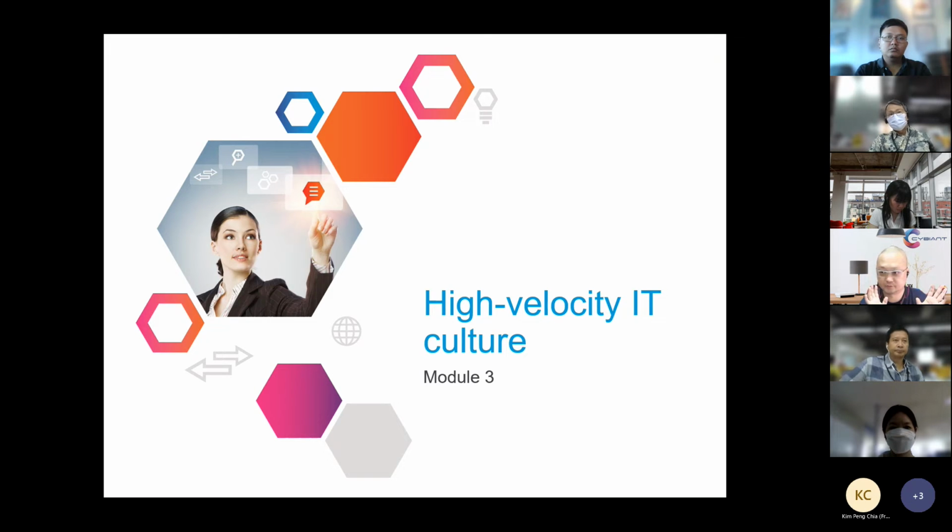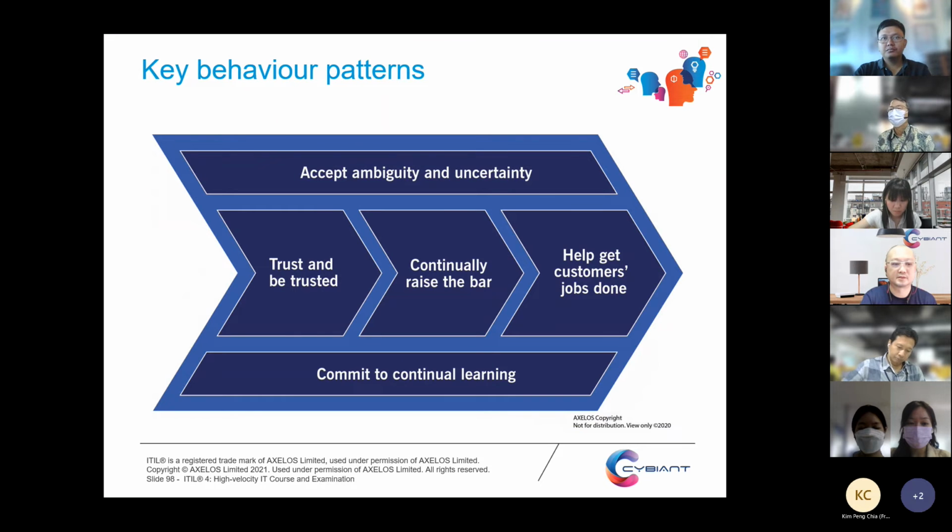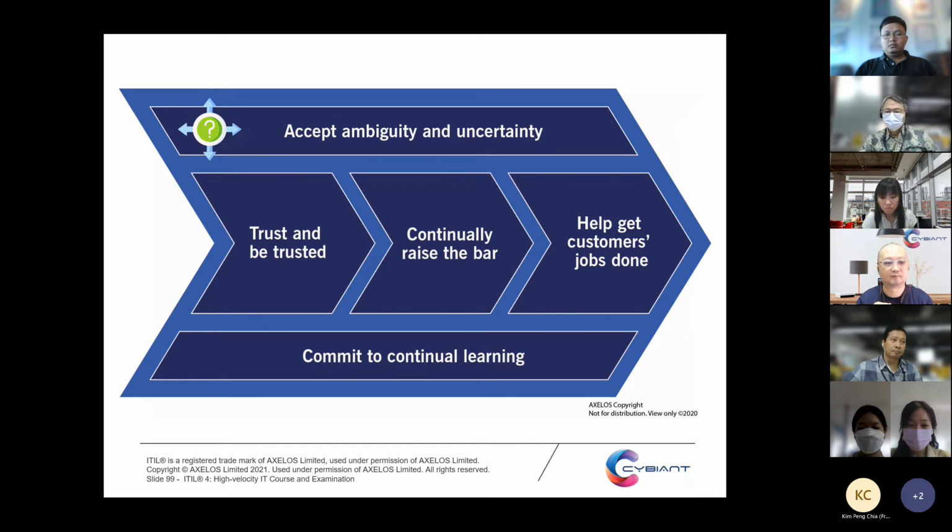No? We just finished revising last night's, or yesterday's, material. Now, the high velocity culture. Yesterday we stopped at slide number 121, so I'm just going to go through it first before we continue. It talks about this: accept ambiguity and uncertainty, trust and be trusted, continue to raise the bar, help customers get things done, commit to continue learning. I think I've shared examples of this. You can still remember how to do this. Okay, I'm just going to skip that.